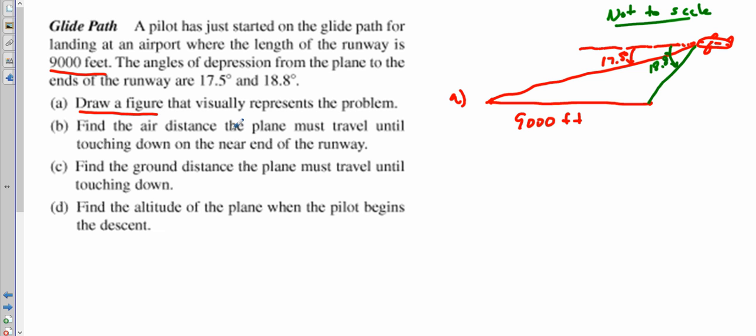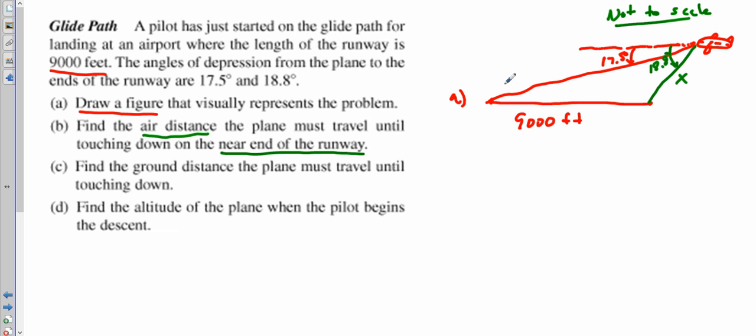So find the air distance that will be traveled. In order to find this air distance, what we're really looking for is what this length is. For the air distance traveled from touching down to the near end of the runway, we'll just call this X. You can call it N2 if you want for near runway, but we're looking for that distance.